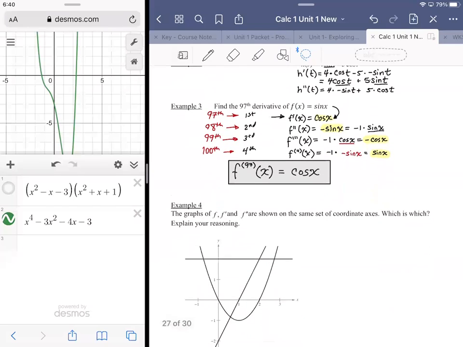Graphically, you recognize hopefully that we're looking at three different types of functions. One appears to be a parabola in example 4, another appears to be a line, and yet another appears to be another line, but this time a horizontal line. They're asking us to categorize one as the original function, another as the first derivative, and another as the second derivative. And it's like, okay, well, how would we ever be able to tell?